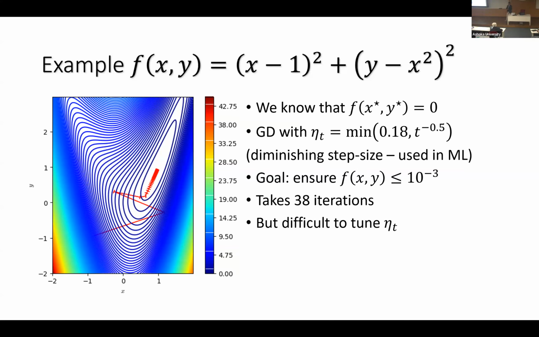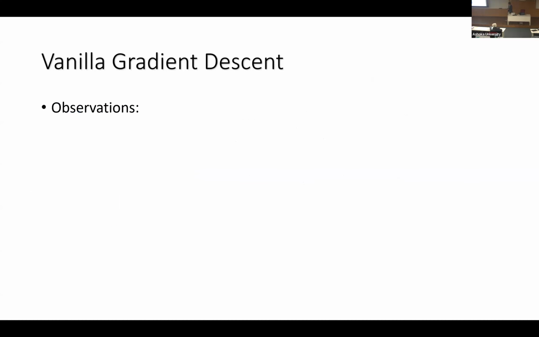After all, my goal was to take as few iterations as possible. So I cannot say that I'm going to take 40 iterations, right? Each time I run it with a different value, like 0.18, a different value here and a different value here, I need to tune it and see how many iterations it took. The problem with this kind of diminishing step size, often used in ML, is that it is really difficult to tune. You really need to run it many, many times. So it is difficult to tune eta t.